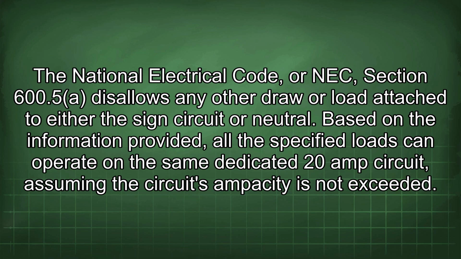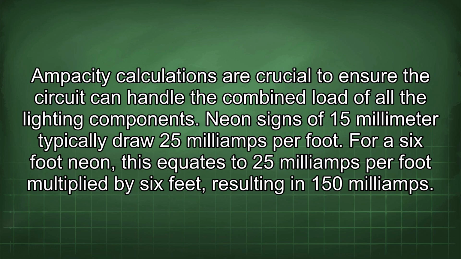The National Electrical Code, or NEC, Section 600.5 disallows any other draw or load attached to either the sign circuit or neutral. Based on the information provided, all the specified loads can operate on the same dedicated 20-amp circuit, assuming the circuit's ampacity is not exceeded. Ampacity calculations are crucial to ensure the circuit can handle the combined load of all the lighting components.